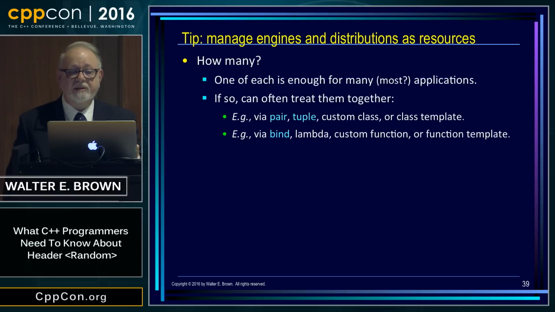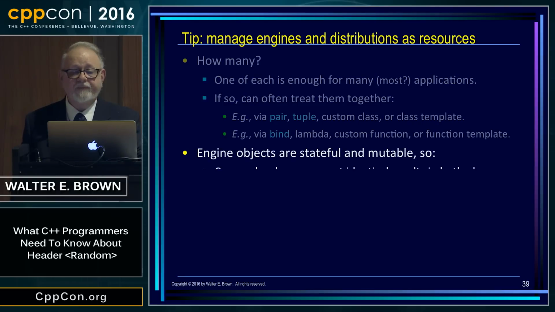Here are some of your choices. Pair, tuple. You can write your own class. You can write your own class template. You can use bind. You can write a lambda. You can write your own function. You can write your own function template. There are lots and lots of ways to do this. We didn't put any of them in the library because we can't make that choice for you. There is no one size fits all. There isn't even a one size fits many that we were able to converge on.